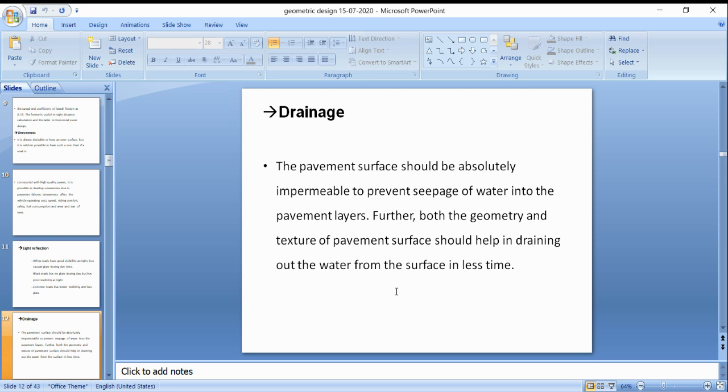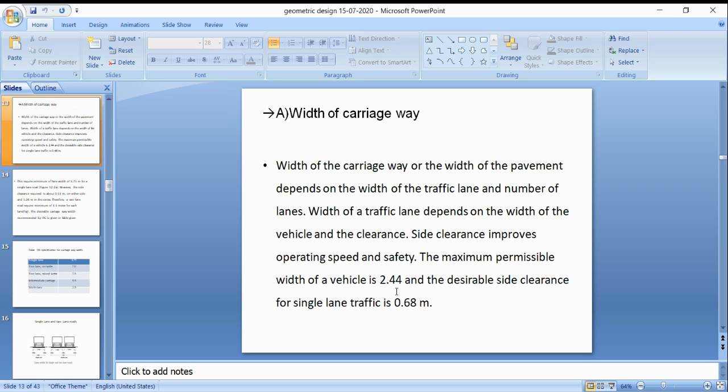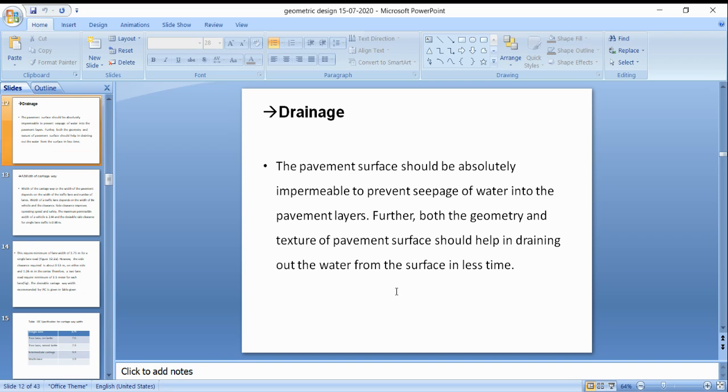Further, the pavement should be impermeable to prevent the seepage of water into the pavement layers. Both the geometry and the texture of the pavement surface should help in draining out the water from the surface in less time. So this is an overview of the pavement.